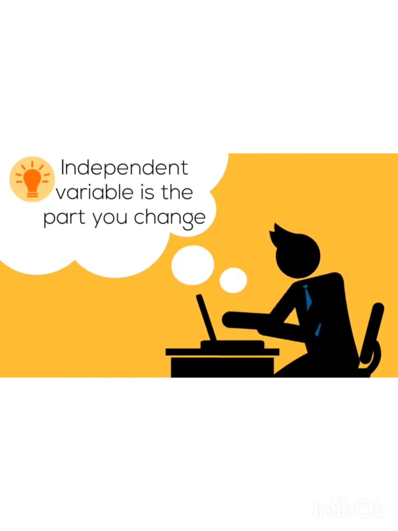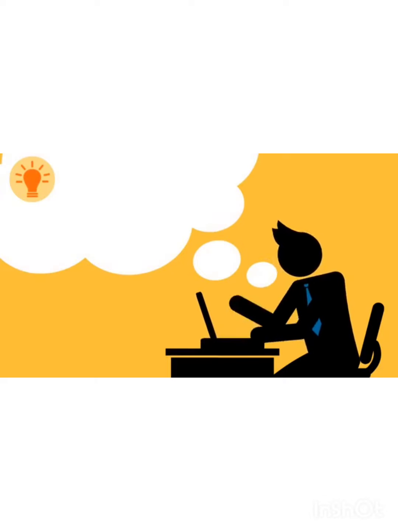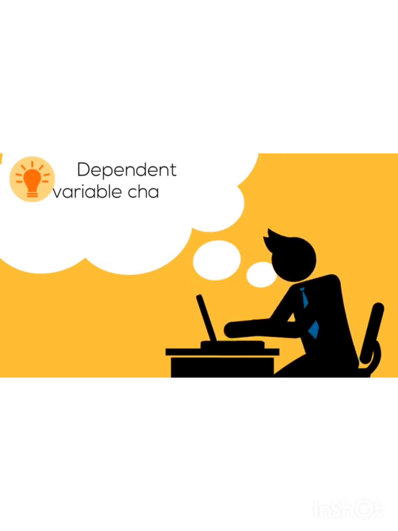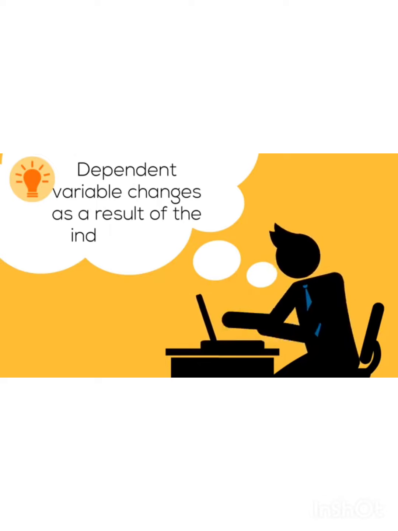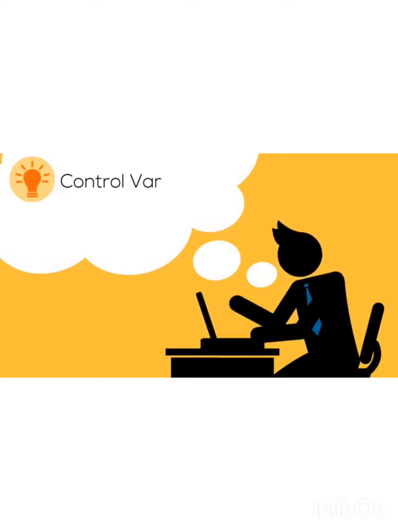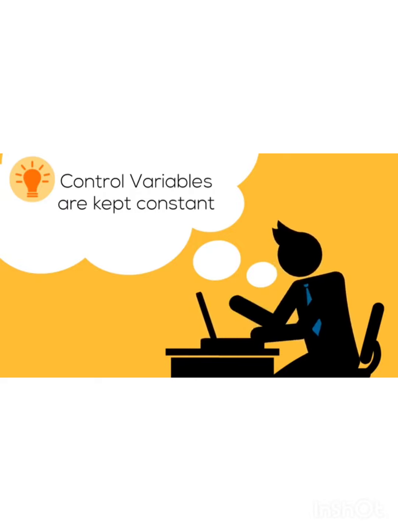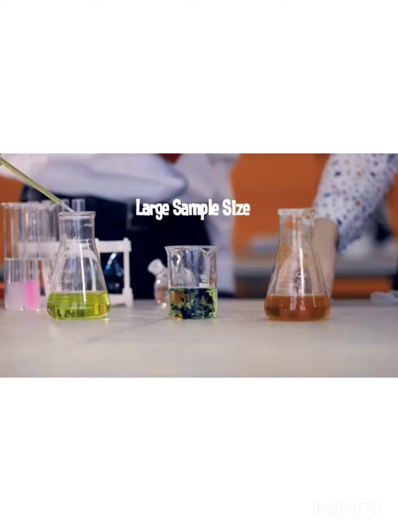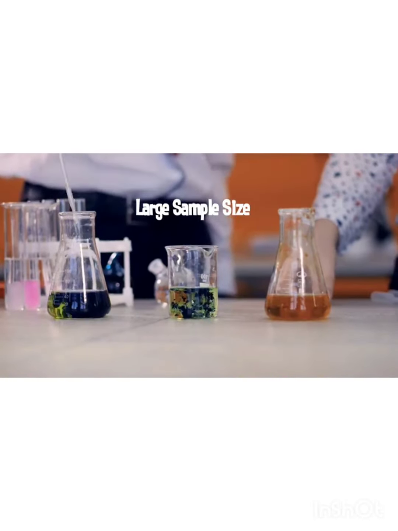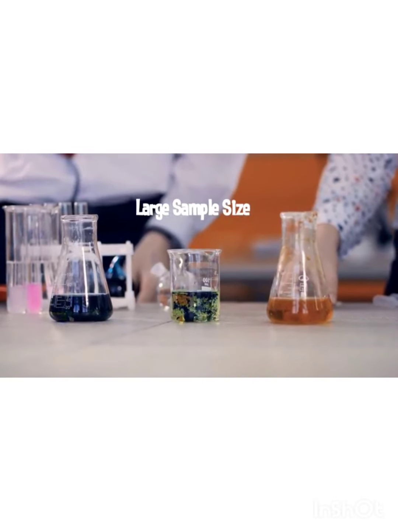The first variable is the independent variable, a part of the experiment that you change to see how it affects the dependent variable. The independent variable is always graphed on the x-axis. The dependent variable is the part of the experiment that changes and responds to the independent variable. The dependent variable is always graphed on the y-axis. And then you have the control variables. These variables should be held constant and are used for comparing.